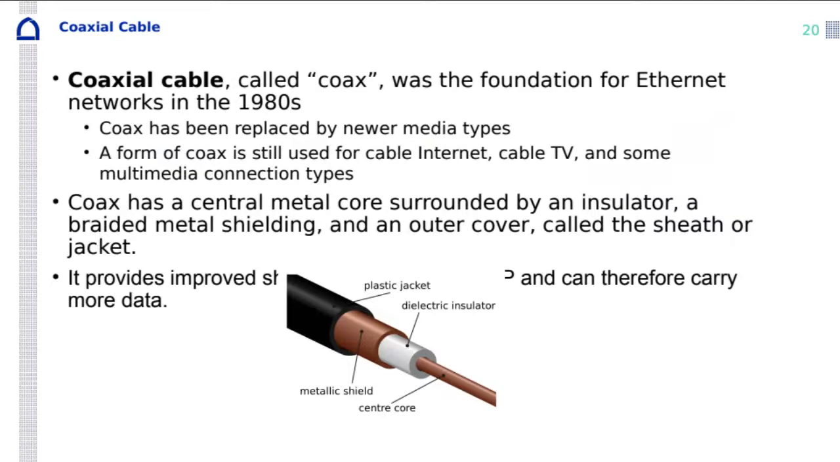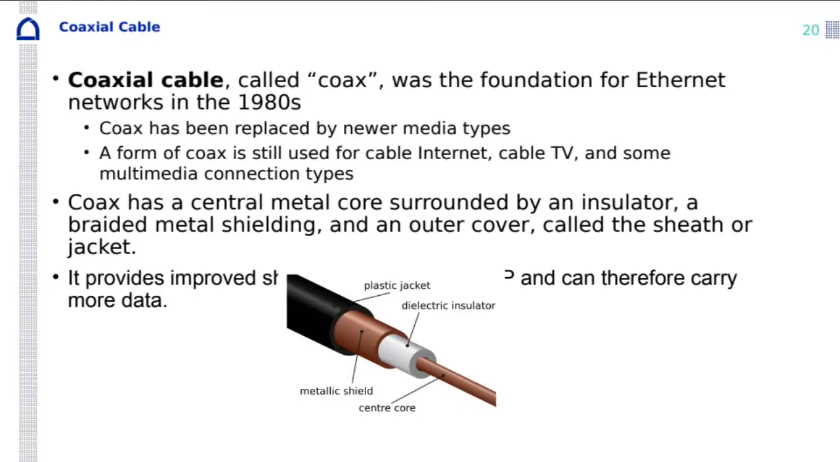Coaxial cable, some people just call it coax. Okay, this is the first cable that was used for Ethernet in the 1980s. But now it's been replaced by other types of cables. A form of coax is still used for cable internet, cable TV, and some multimedia connection types. It's still used in some media applications.